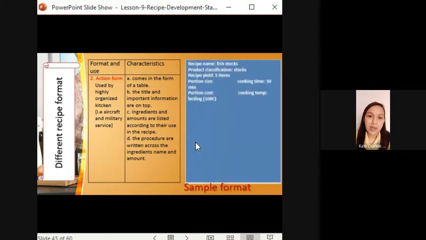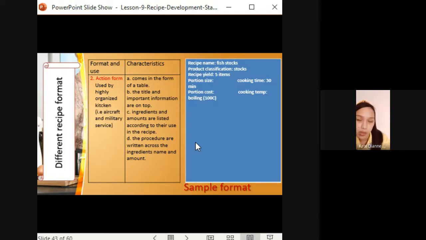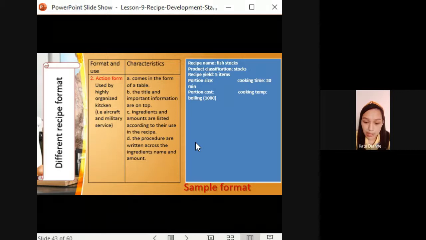Next form. The second is the action form. This is used by highly organized kitchen, katulad ng aircraft and military service. So, ito yung sinusunod nila. Characteristics naman nito comes in the form of a table. So, kung kanina pababa lang siyang sulat, ito naman is naka-table. The title and important information are on top. Same with the standard. Ingredients and amounts are listed according to their use in the recipe, and the procedure is written across the ingredients, name, and amount.